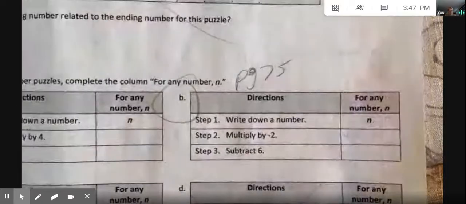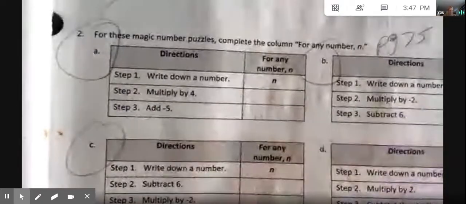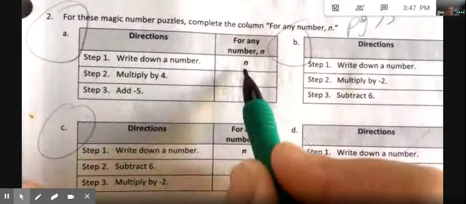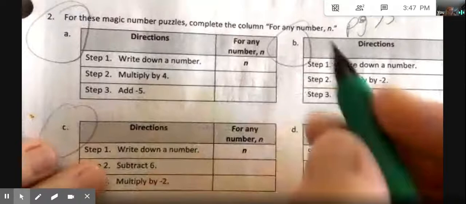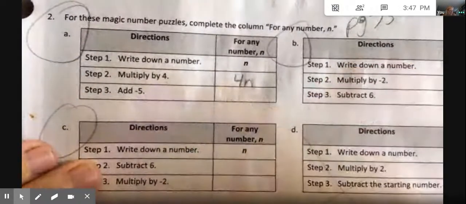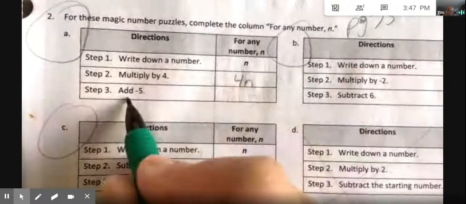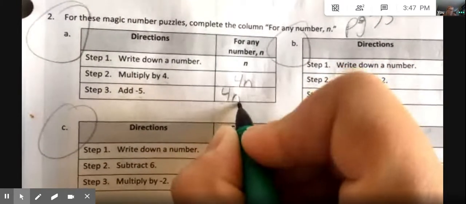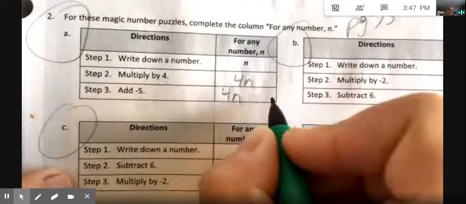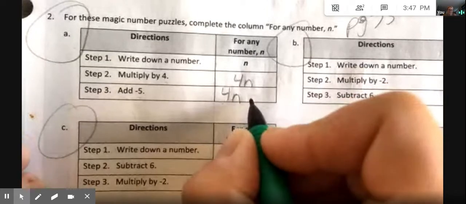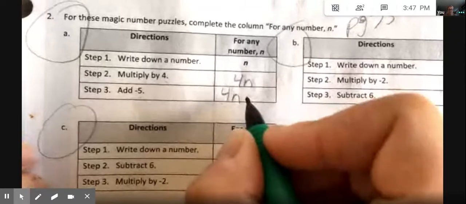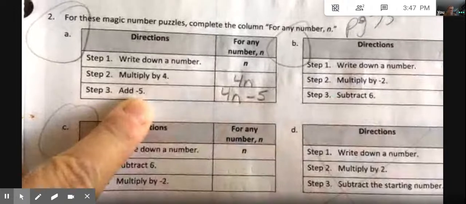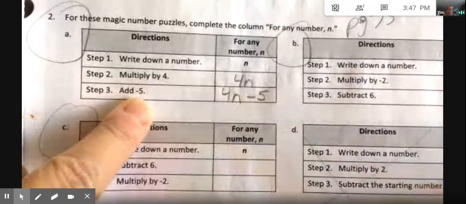All right, and then next was page 75. All right, we have our number n. We're multiplying it by 4, so that will look like 4n. And then we're adding a -5 to it. So we'll have our 4n, and we could write plus a -5, but having the plus sign in there is not helpful. So we can just shorten this by having -5, because plus -5 means the same thing as -5.